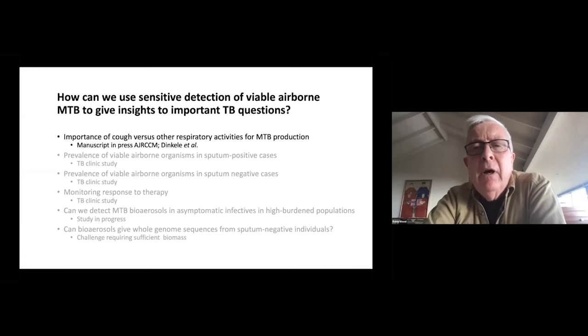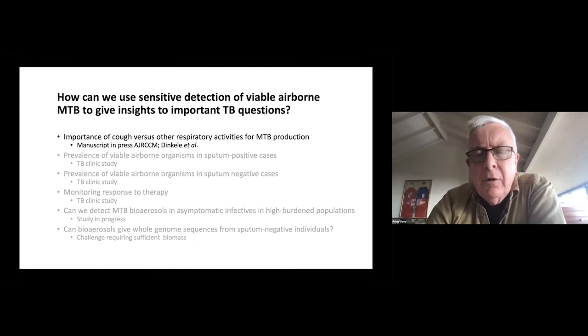So how can we use this sensitive detection of airborne organisms to give insights into important TB questions? The first one, which has sort of been touched on, is to look at cough versus other respiratory activities for TB production. And this is a manuscript which is in press. I think it's online now with the American Journal, so it's going to be in print in the next few days.